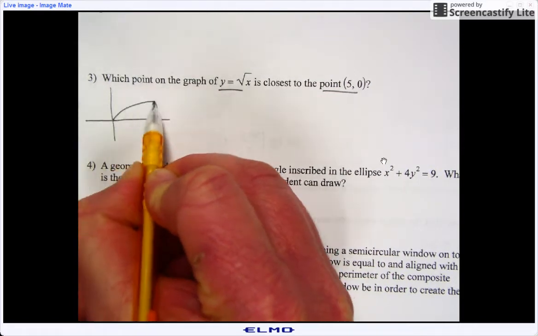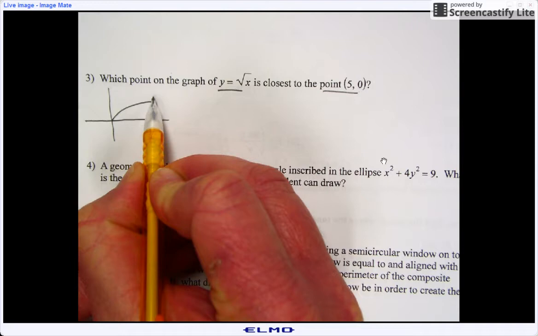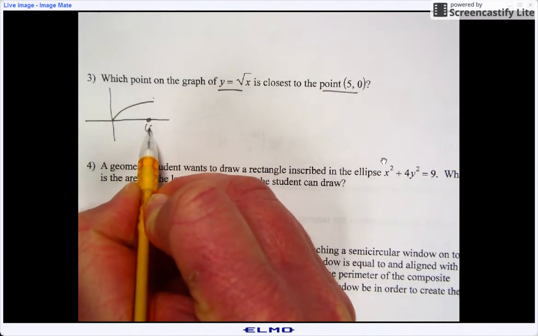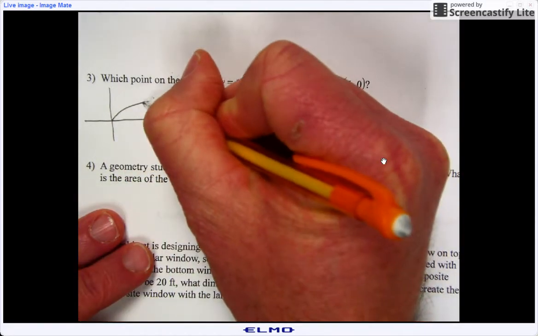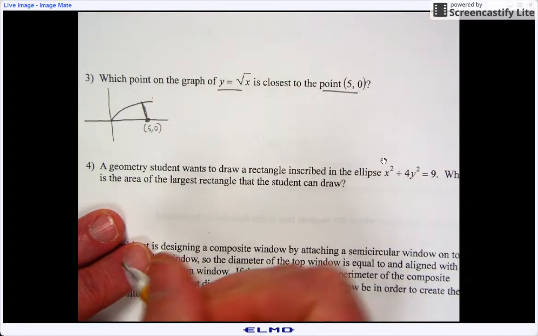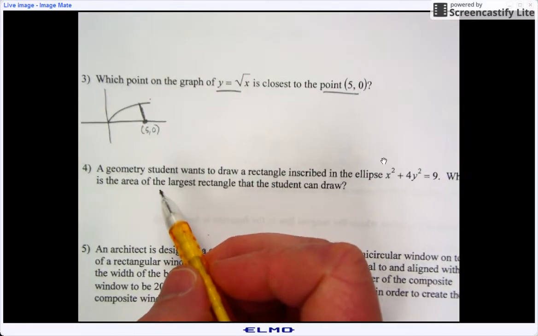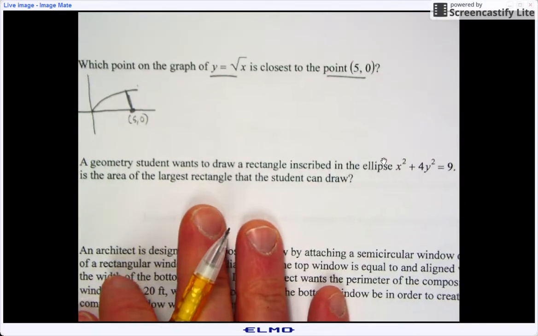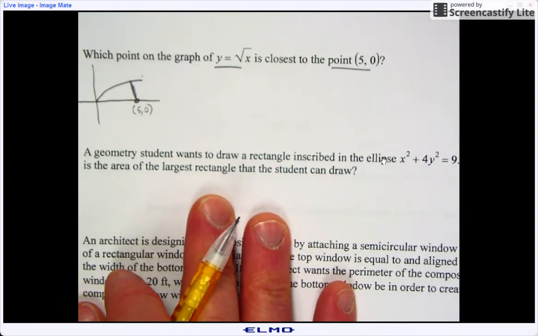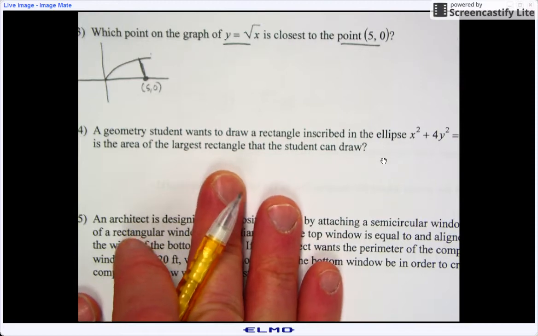So square root of x looks like that, and the point (5, 0) is right here. So we want to know somewhere in here is the shortest distance. And it's not just something, because it's not a line, it's not just something you can figure out by connecting.